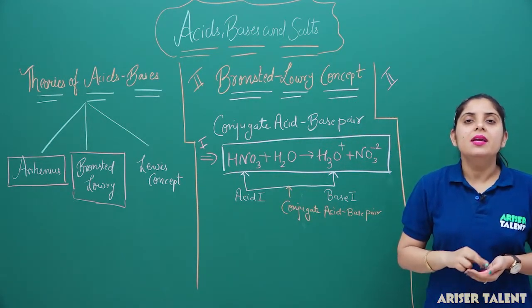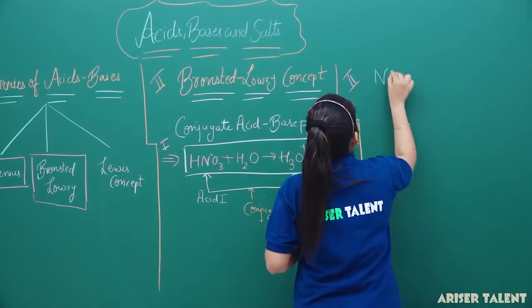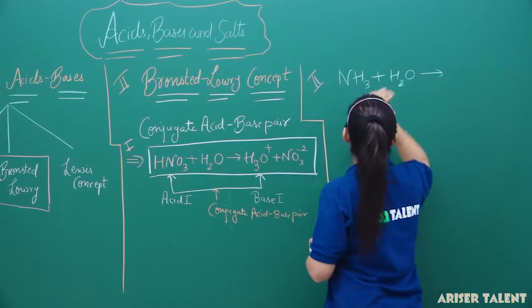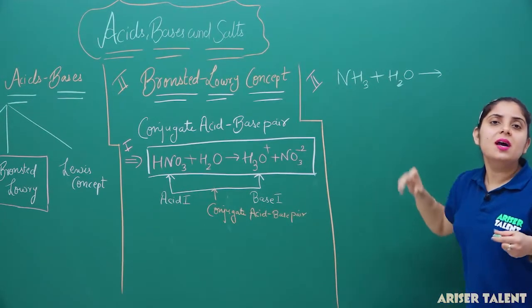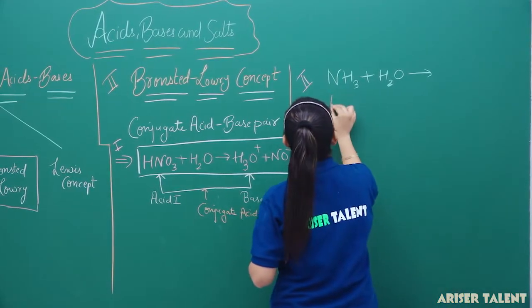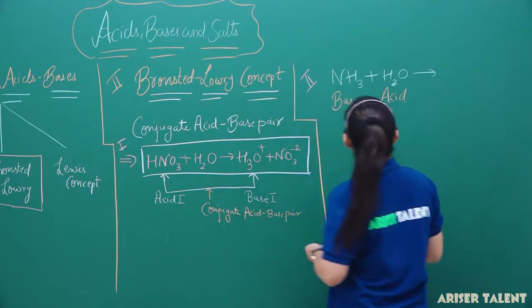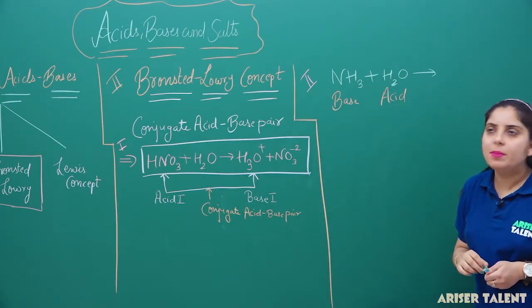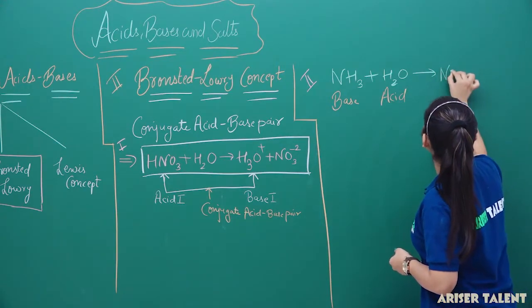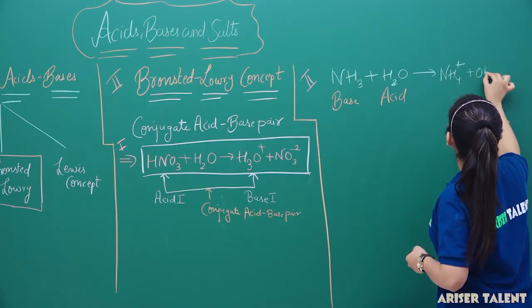Suppose I am reacting NH3, that is ammonia, with water. So we are reacting NH3 plus H2O. Now here NH3 is ammonia, and ammonia will actually act as a base. So ammonia here is the base and H2O will act as an acid. After the reaction of NH3 plus H2O, what we are going to get on the product side is NH4+ plus OH minus ion.